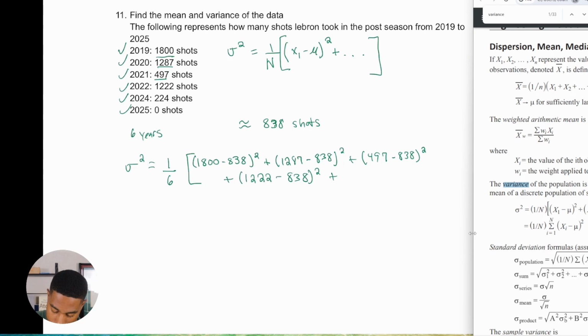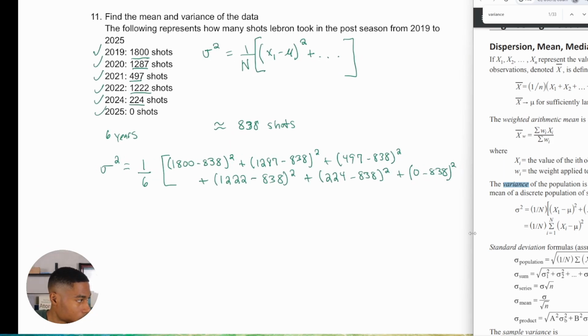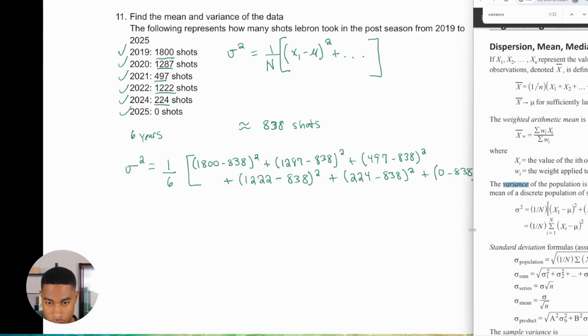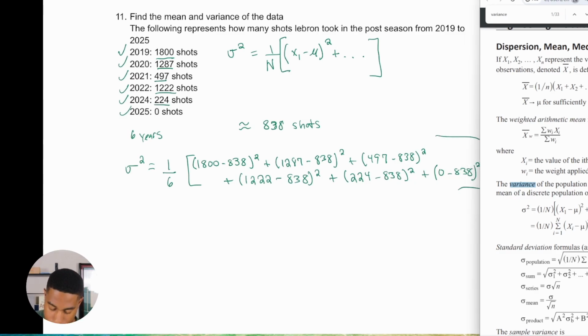And then we want to add 224 shots minus 838. And we'll square it. And then we want to add our 0, 0 minus 838. All that squared. You can see that I squared it. All right. Now all that's in parentheses. And when you add all that up, you should get 411,670.33. So that is our variance here.